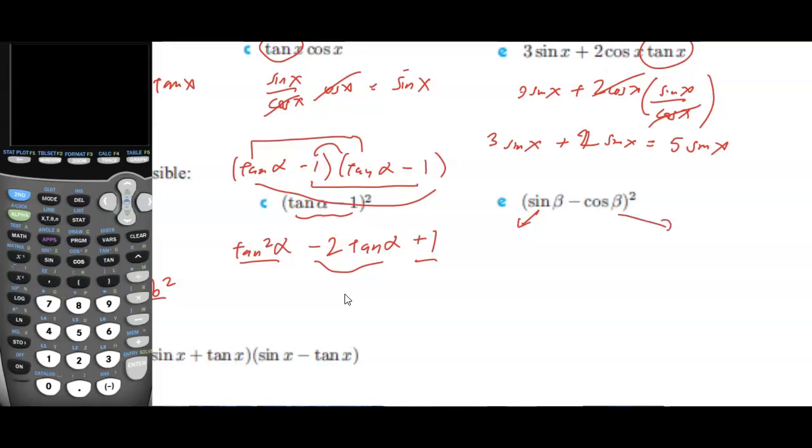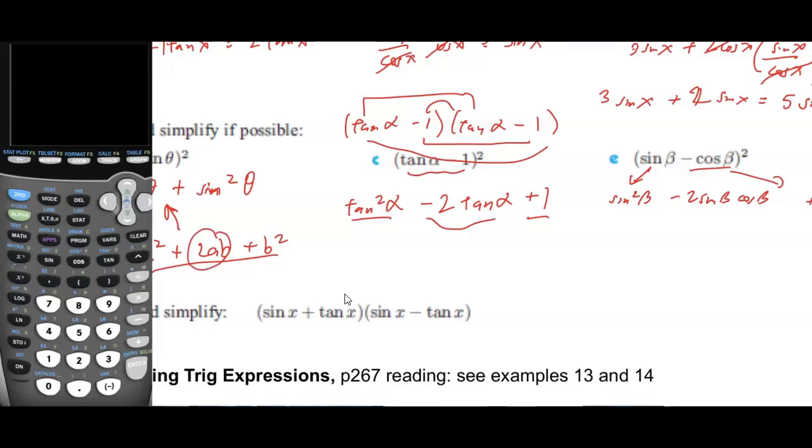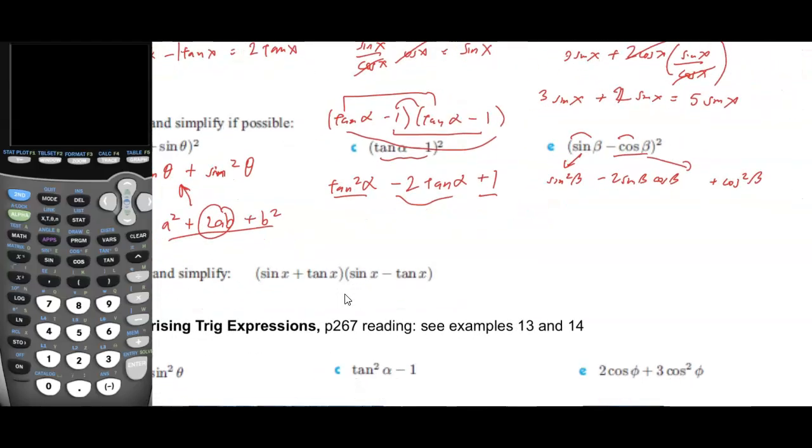I do FOIL for these. I'm going to square sine beta, so I get sine squared beta. I'm going to square negative cosine beta. That would give me plus cosine squared beta. And in the middle, I'm going to have negative 2 sine beta cosine beta. Why does that happen? Because remember, the middle term is 2 times a times b. 2 times a times b would be negative 2 sine beta cosine beta.